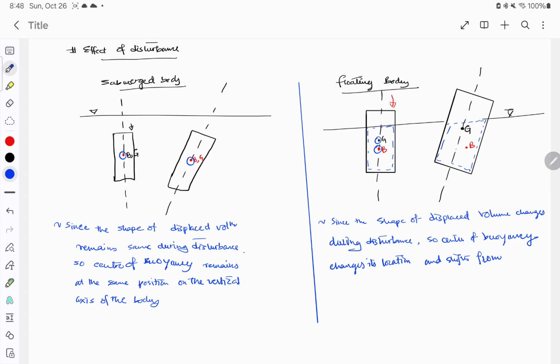However, in the floating body case, the center of buoyancy has shifted from the vertical axis of the body.